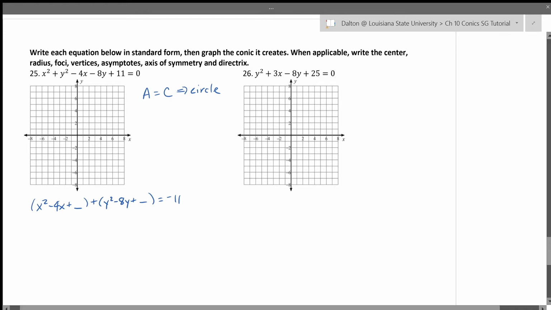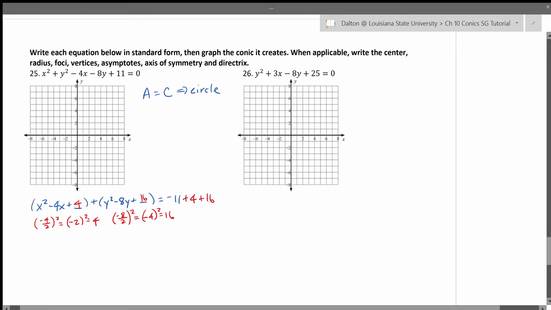Okay, so in order to find the new c, that's going to be b over 2 squared. So for the x's, that'll be negative 4 over 2 squared. Negative 4 over 2 is going to be negative 2 squared, which is 4. So if I add 4 to that trinomial, I need to add 4 to the right side. For the y trinomial, to complete its square, we're going to take negative 8 over 2 squared, which will be negative 4 squared, which will be 16. So then I'm going to add 16 here, as well as to the right side.